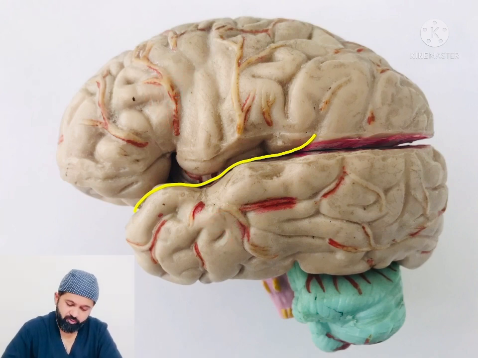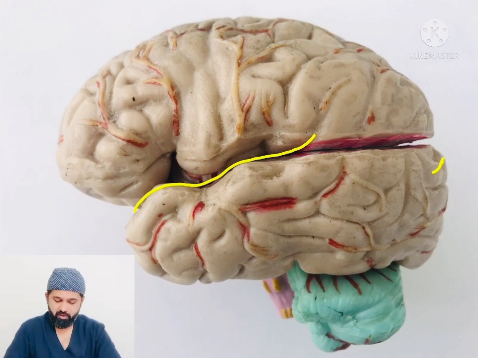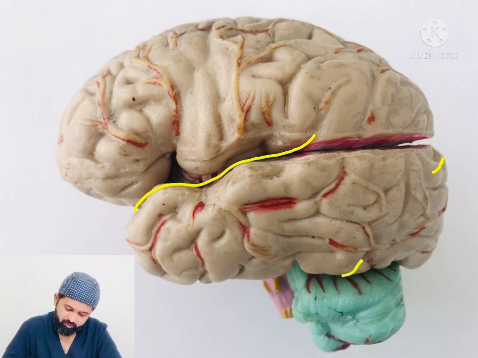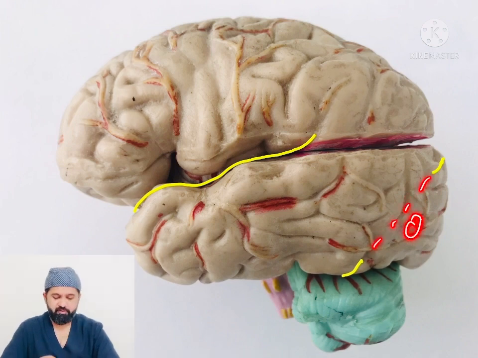Another sulcus that comes on the superolateral surface lies around 5 cm above the occipital pole, and this is known as the parieto-occipital sulcus. It is a chief sulcus of the medial surface, but a part of it also comes on the superolateral surface. Another notch is present on the inferolateral border, just before the occipital pole, and this is known as the pre-occipital notch. So, an imaginary line joining the parieto-occipital sulcus and the pre-occipital notch divides the occipital lobe from the rest of the brain surface.